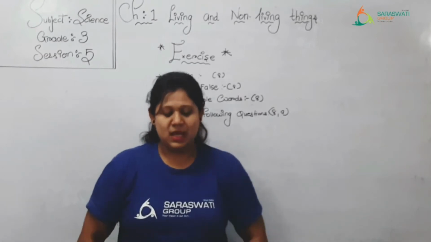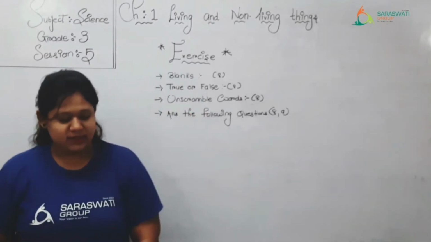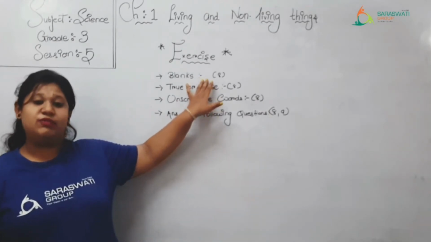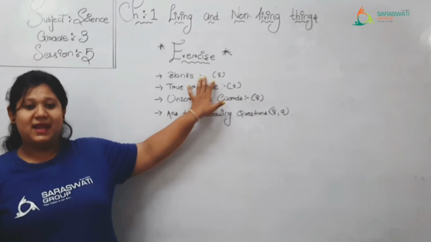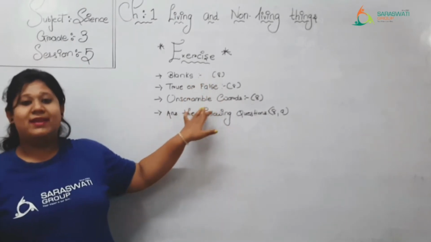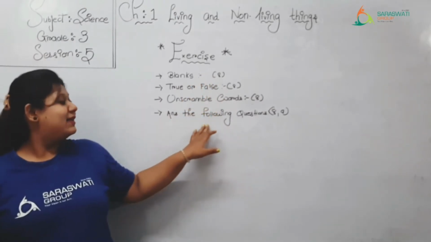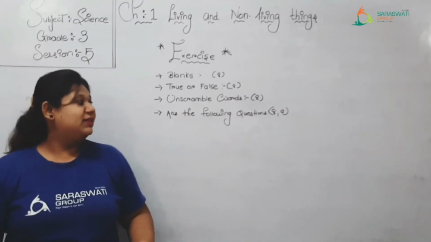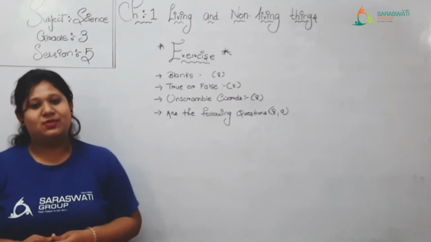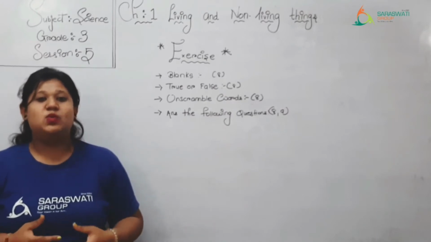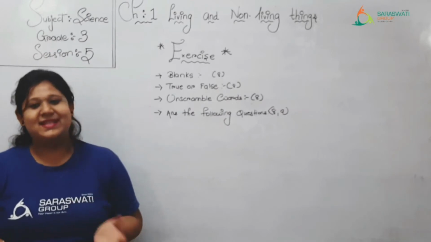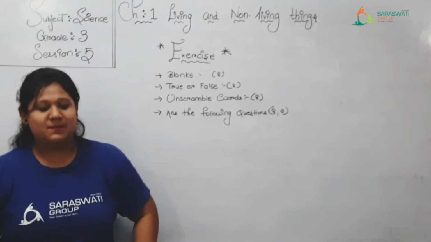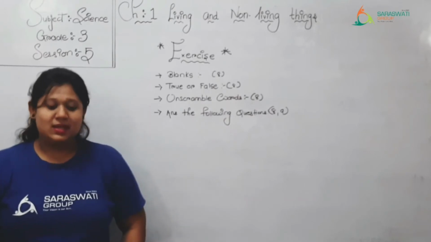So let's begin. Now kids, here on page number 8, we need to fill question number 1, that is blanks, then true or false, then unscramble words, and then answer the following questions, right? We need to write these things in our textbook. Then we are going to write the question answers in our CW book. Okay? So open page number 8.